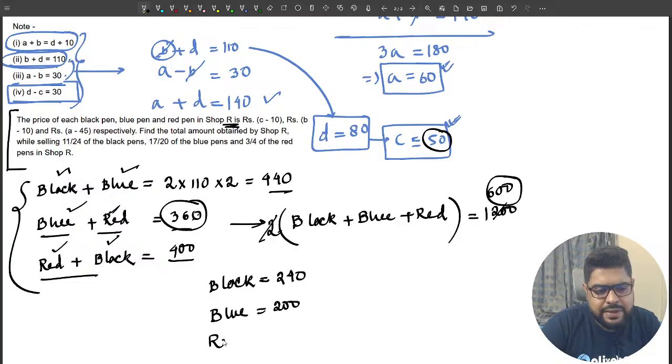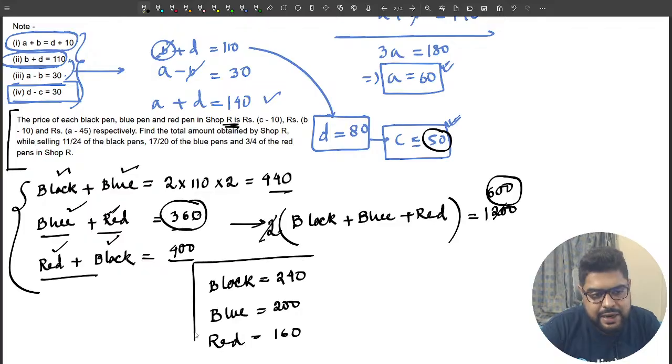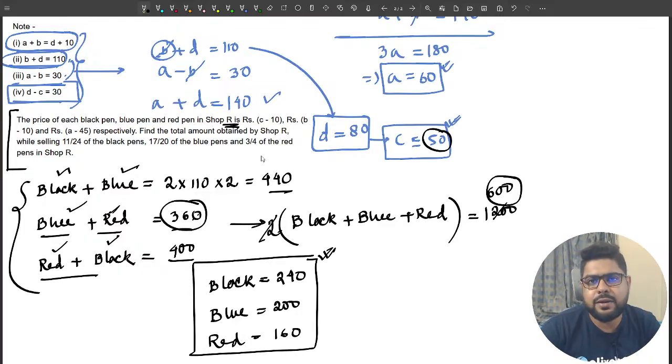If you need red pens, who do we subtract? 600 minus 440, that is 160. These are the numbers of black, blue and red pens sold by shop R.